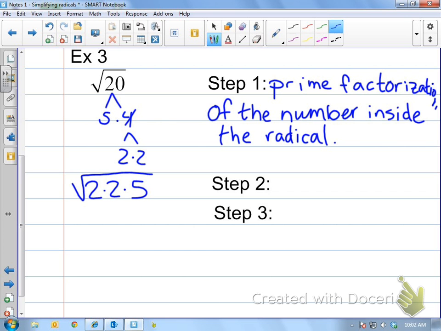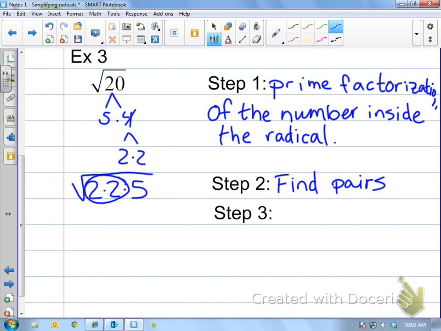Okay, our second step, find any pairs. Once again, we only consider the pairs that are inside the square root. What set of pairs do we have for this problem? 2 times 2. Okay, there's our set of pairs. We've done step 2. Now step 3 is the weirdest one. Step 1, step 2, pretty easy. Step 3, a little bit weird.